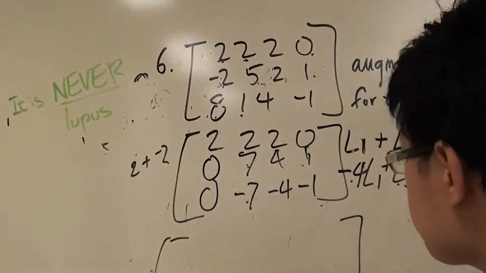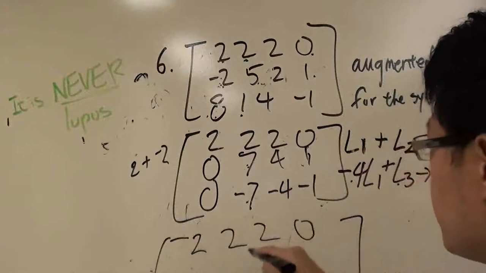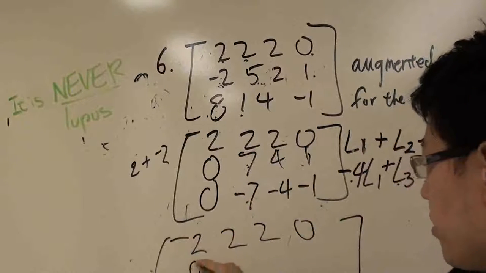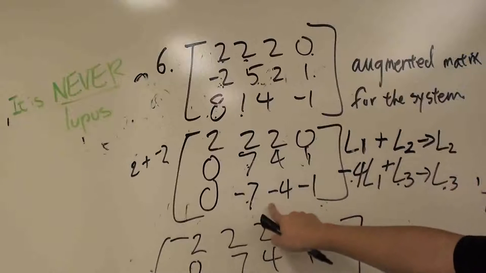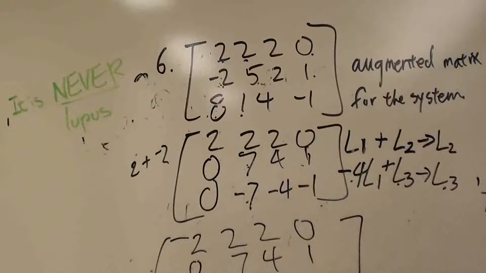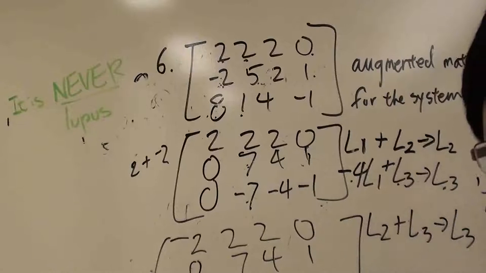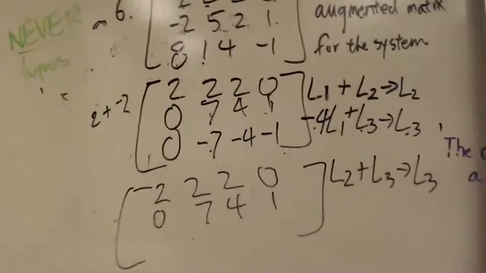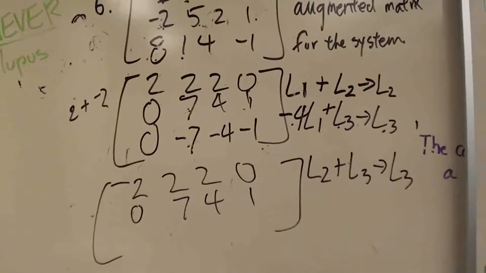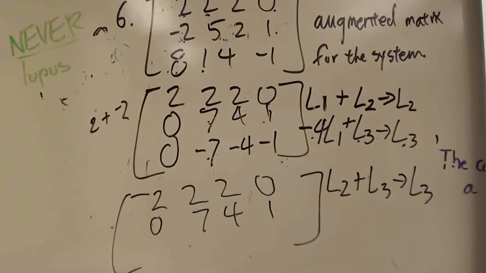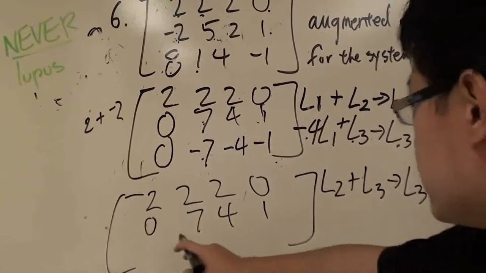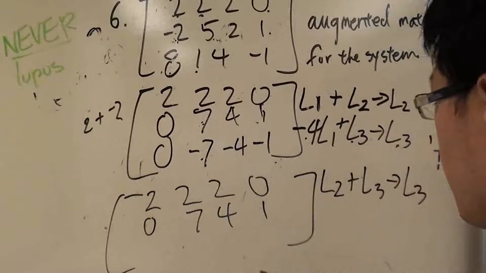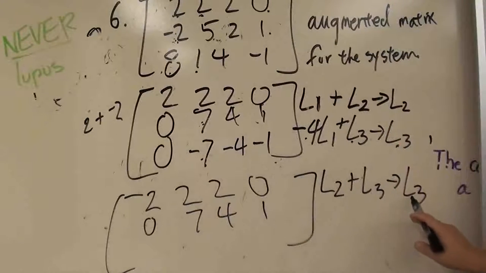So the next one, I'm just going to copy the first one because we're not really planning to do anything with this. So line 2, probably keep it the same way, because my annoyance is the third line, not the second line, right? So again, it's going to be line 2 plus line 3 equals new line 3. Oh, you guys can barely see that. This is the curse of having two big slides. Okay, I'll try to write a little smaller. Anyways, 2 2 2 0, 0 7 4 1. So this is what I'm going to do to make the new line 3.